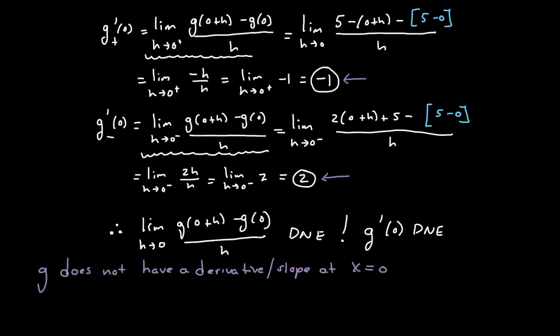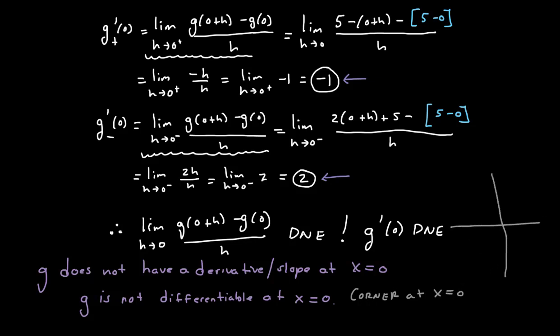g does not have a derivative. It does not have a slope at x equals 0. We could say that g is not differentiable at x equals 0. No derivative, no slope, sharp transition. We have a corner at x equals 0. Quick shape, quick drawing, and I mean quick. To the left had a slope of 2. So we see the approach is 2 from the left, and from the right the slope was negative 1. Sharp transition, corner.